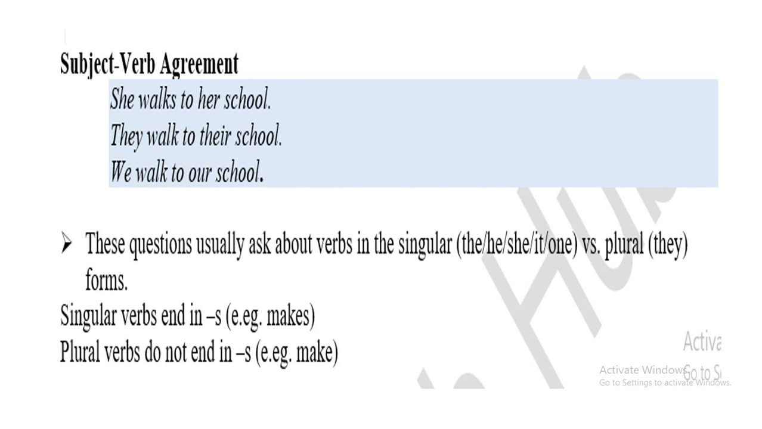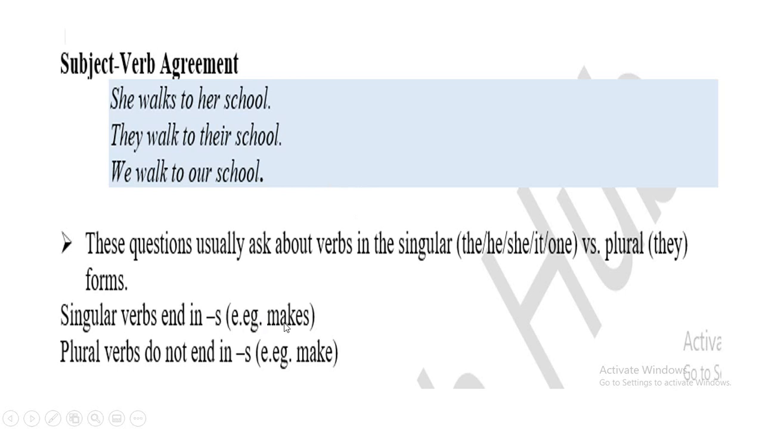So subject-verb agreement, what does this mean? Usually, in any sentence, we have a subject and a verb, and the subject has to agree with the verb in everything, in tense and in form. Okay, so: she walks to her school. They walk to their school. We walk to our school.